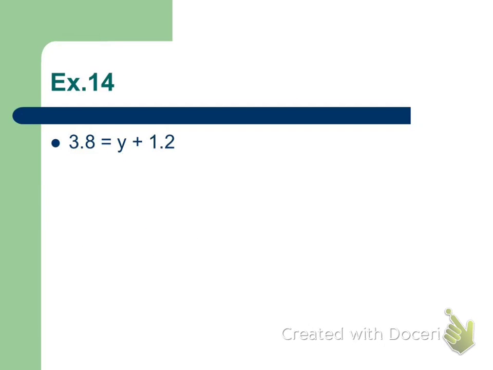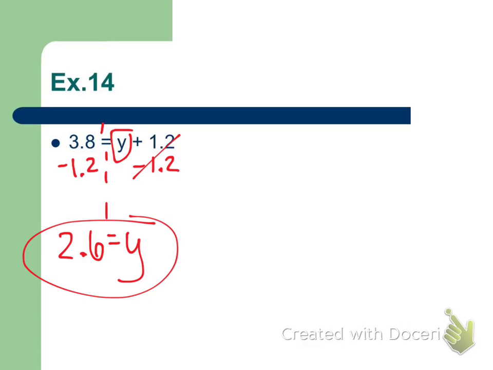Number 14, Deja and Danielle. What did we do? Subtract 1.2 on both sides. And we end up with 2.6 equals y. I like it. If you put it as y equals 2.6, again, that's the same thing. Wonderful, wonderful.